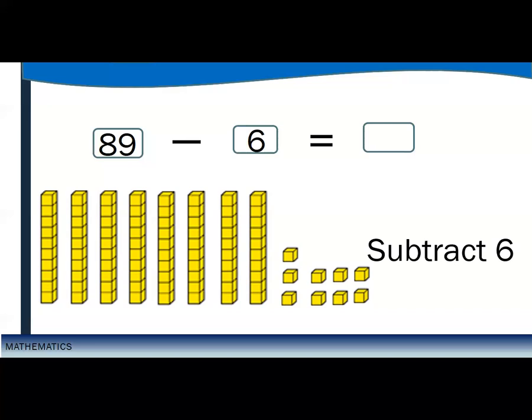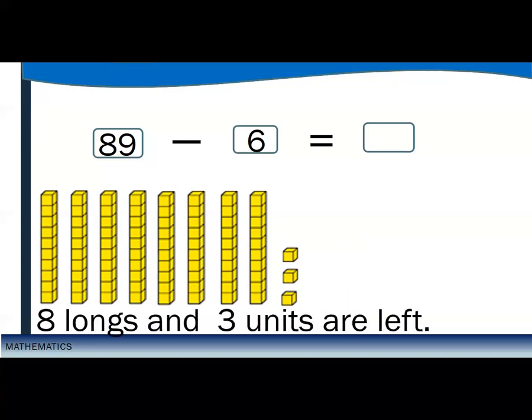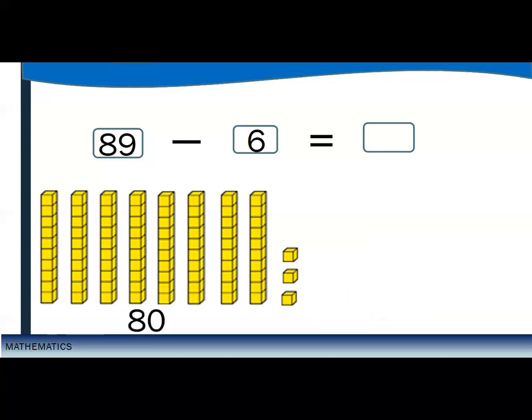So we have 6 ones that we're going to take out of the 9 ones that we have there. 1, 2, 3, 4, 5, 6. And there we have it, boys and girls. What do we have left? Yes, we have 8 longs and 3 units. Now, do you know what 8 longs is equal to? Awesome. 80. 8 longs is equal to 80. And we have 3 units.